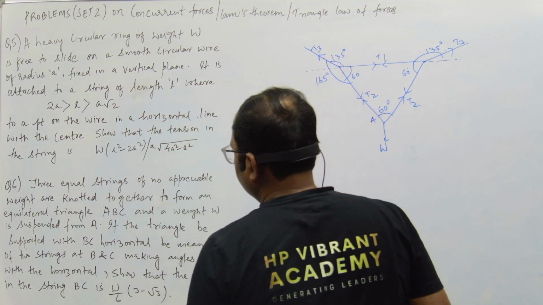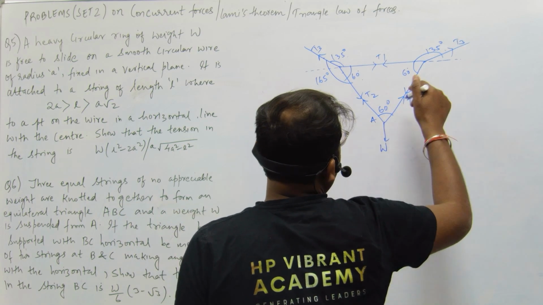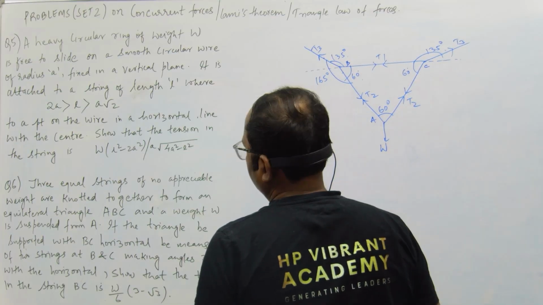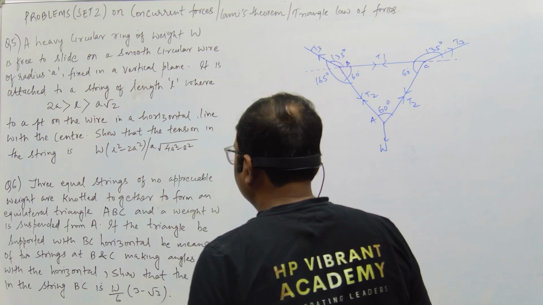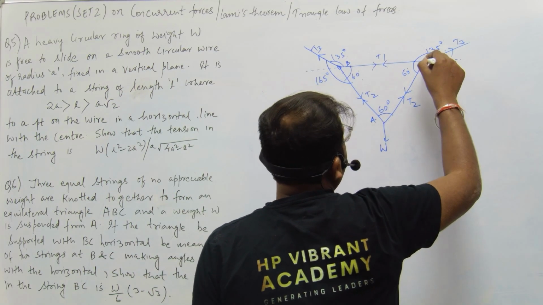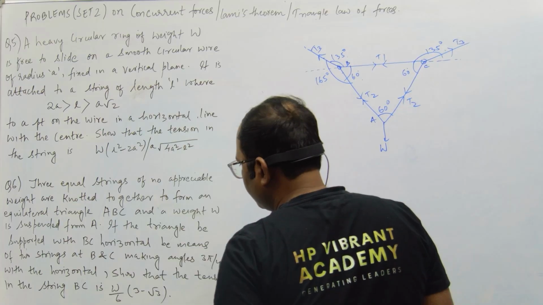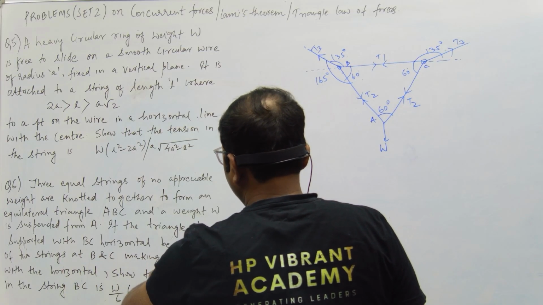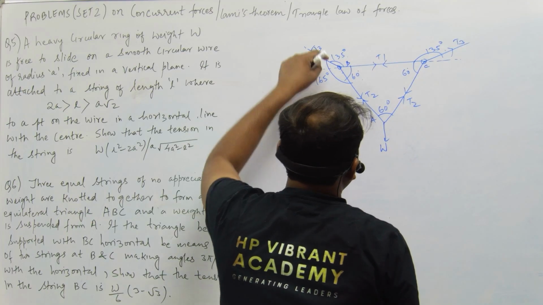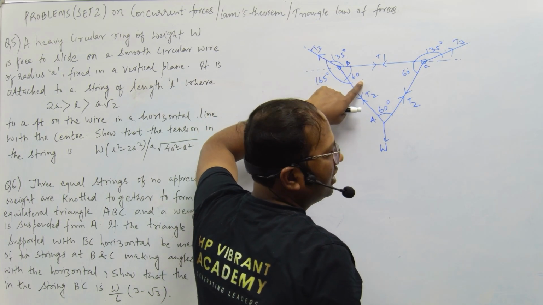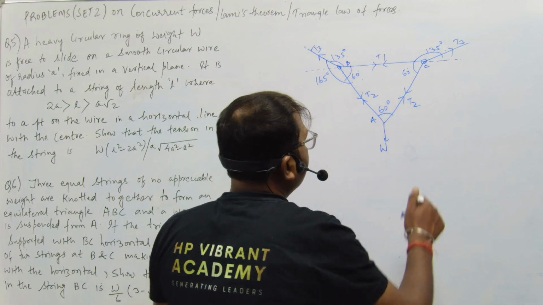Let us go back to the question. We have three equal strings of no appreciable weight knotted together to form an equilateral triangle. This is A, this is B, and this is C. If the triangle is supported with BC horizontal by means of two strings at B and C, these are the two strings, and we have considered the tension in these strings as T3. The strings are making an angle 3 pi by 4, that is 135 degree, with the horizontal. This is 135, this is already 60 because it is an equilateral triangle. So this angle will be 360 minus 135 plus 60, that is 165. So this is also 165.